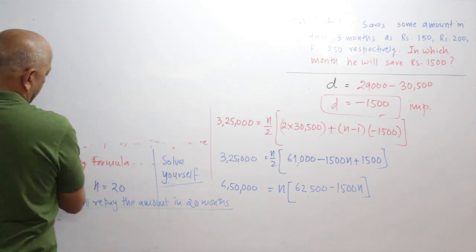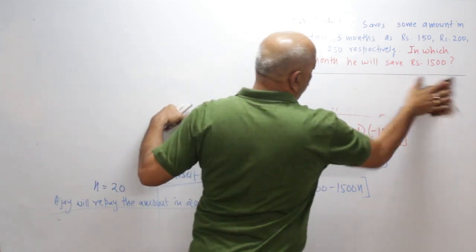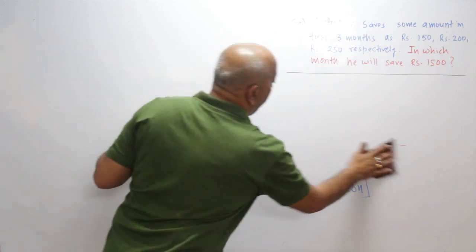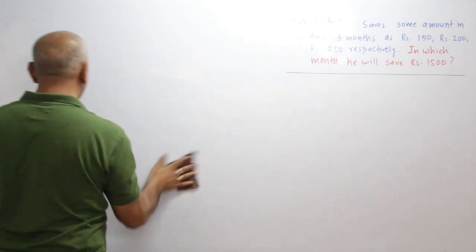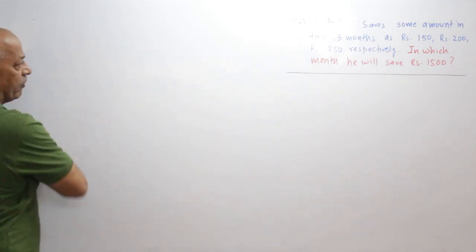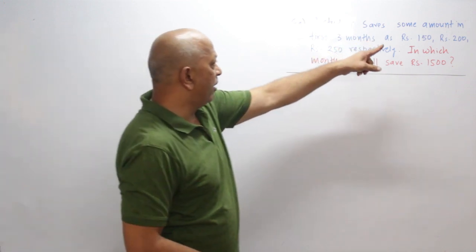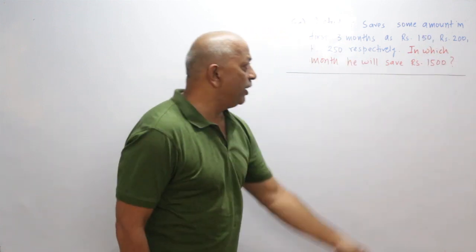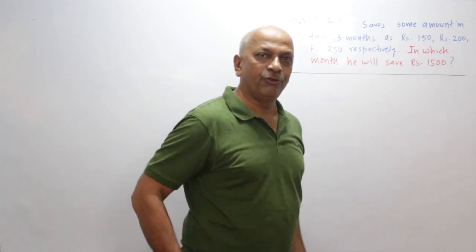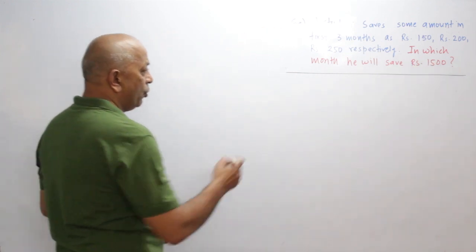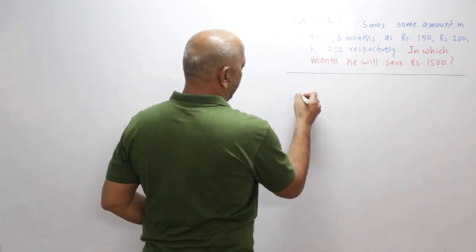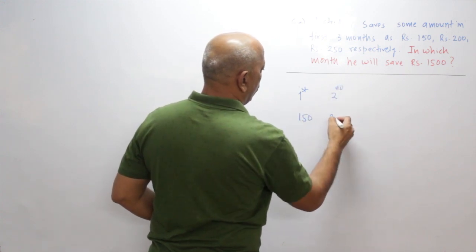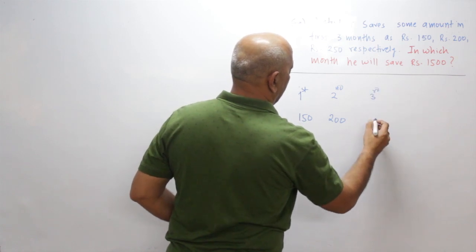Learn the question. The question says that a student saves a certain amount every month from his pocket money. In the first 3 months he saved rupees 150, 200, 250 respectively. So in which month will he save rupees 1500? So that is the question. First month he saved 150, second month 200, third month is 250.